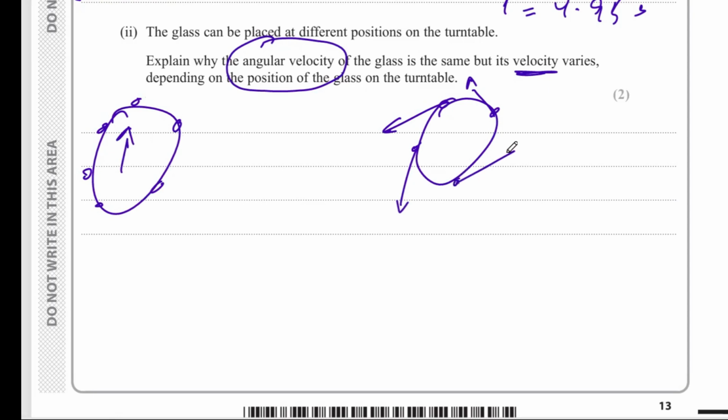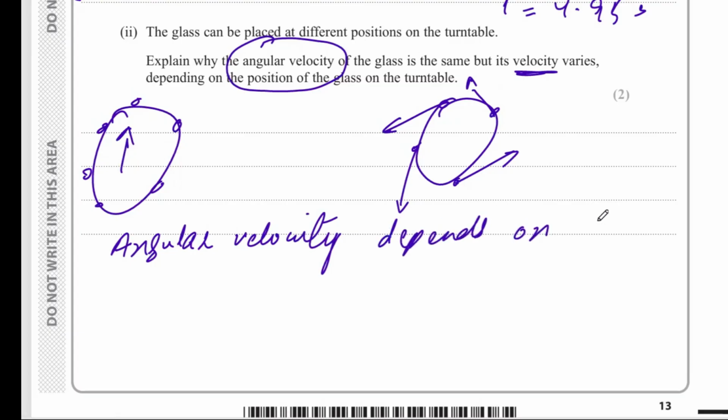So you can see that though the magnitude of both is going to be the same, angular velocity is going to keep its direction the same no matter where it is. The tangential velocity would be changing its direction again and again, right? So first of all, remember that whenever you talk about angular velocity, it only depends on the time period. You've got the formula 2 pi upon T, right?